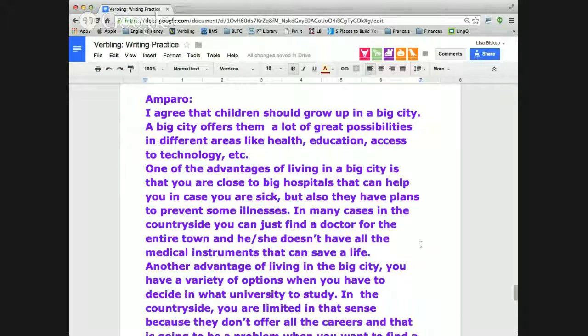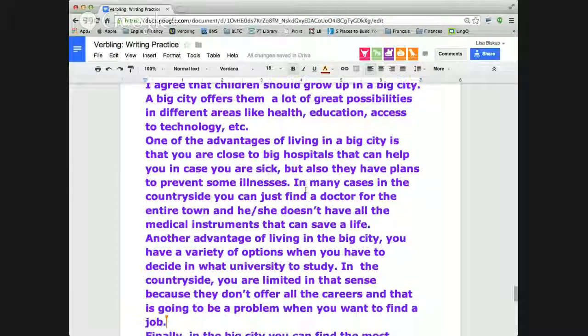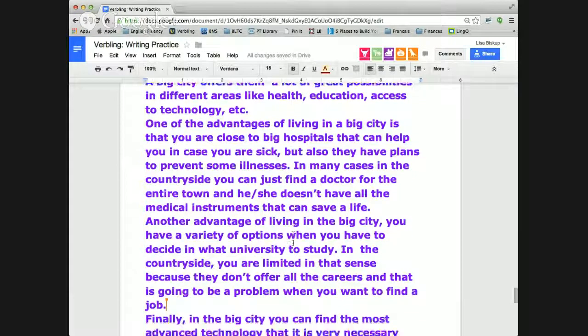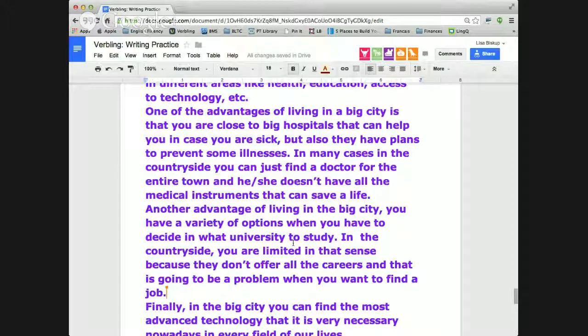I agree that children should grow up in a big city. A big city offers them a lot of great possibilities in different areas like health, education, access to technology, etc. One of the advantages of living in a big city is that you are close to big hospitals that can help you in case you are sick, but also they have plans to prevent some illnesses. In many cases, in the countryside, you can just find one doctor for the entire town, and he or she doesn't have all the medical instruments that can save a life.